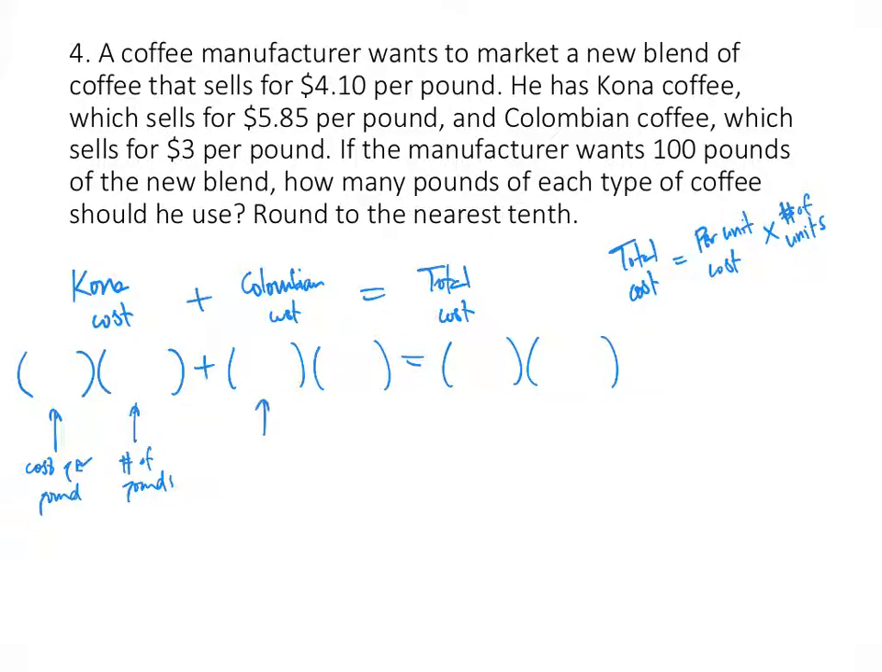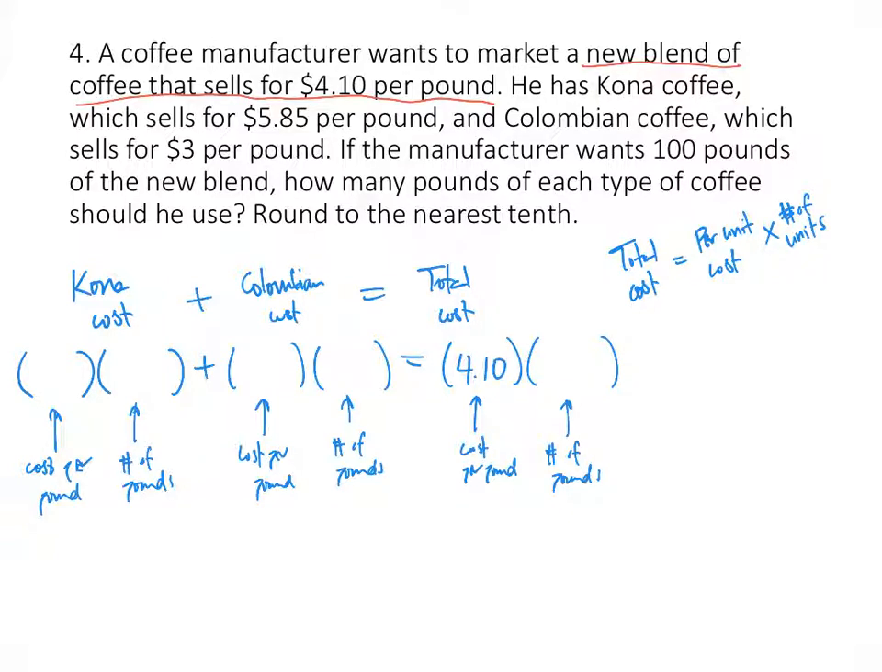Same thing for Colombian, and then the same thing for the total. Per unit cost times the number of units, so cost per pound times the number of pounds, and then finally same thing for the total, the cost per pound times the number of pounds. And a lot of this information is in the problem if we can find it. So we know that the blend, the new blend, will sell for $4.10 per pound. That's the total, that's the mixture. So that goes here under the total.